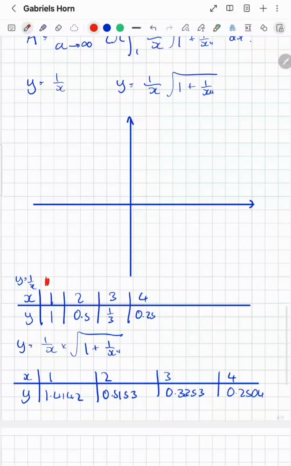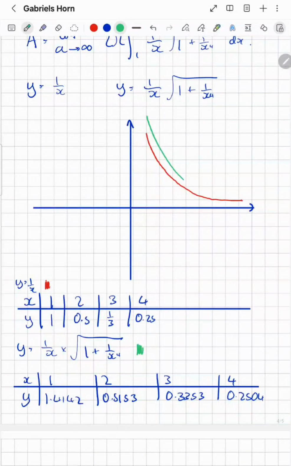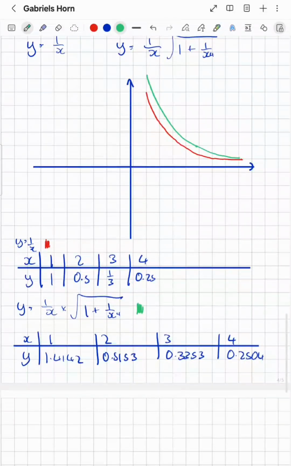So let's draw these two graphs. Let's use red to represent y equals 1 over x and green for y equals 1 over x multiplied by the square root of 1 plus 1 over x to the 4. So for 1 over x, it will look something like this. What you can notice is, for the same x value, 1 over x multiplied by the square root of 1 plus 1 over x to the 4 is greater than 1 over x. This is because that square root of 1 plus 1 over x to the 4 will always be greater than 1. So for any given x value, the y value will be greater for the green line in comparison to the red line.